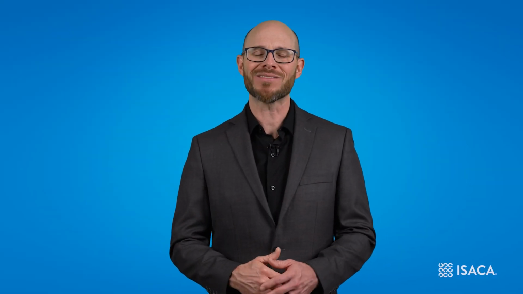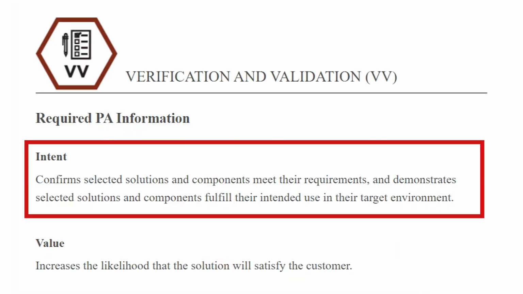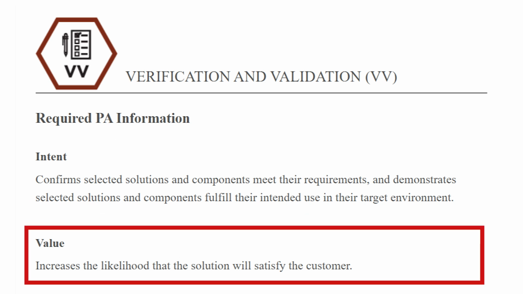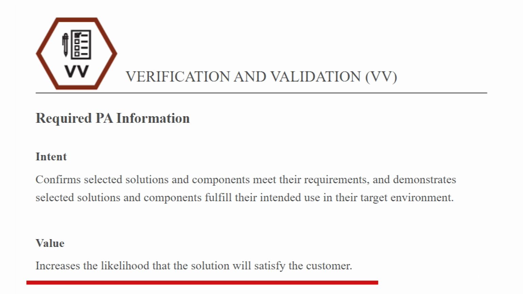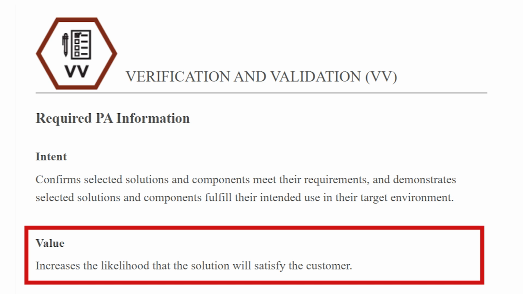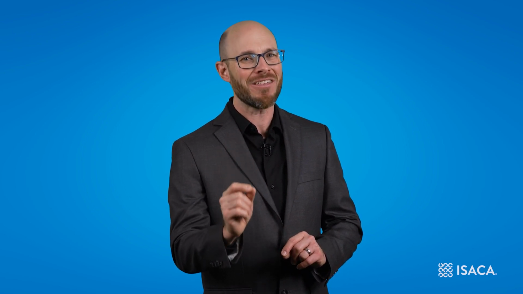Let's start our tour by looking at the key mandatory model components, the high-level intent and value statements. Intent confirms selected solutions and components meet their requirements and demonstrates selected solutions and components fulfill their intended use in their target environment. Value increases the likelihood that the solution will satisfy the customer. The intent statement has two constituent parts which echo the distinction between verification and validation that we've just discussed. Notice, however, the value statement applies equally to both verification and validation. Both activities will help us to deliver a solution to our customers that will satisfy their needs.